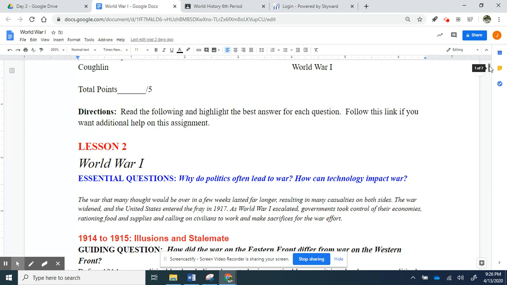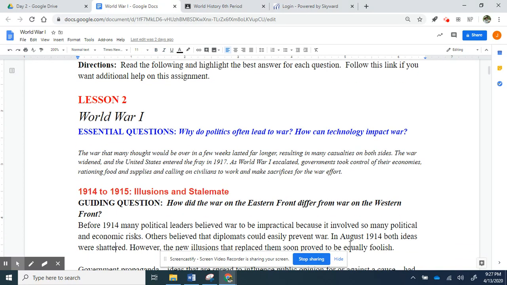So the essential question: why do politics often lead to war? How can technology impact war? The war that many thought would be over in a few weeks lasted for longer, resulting in many casualties on both sides. The war widened, and the United States entered the fray in 1917. As World War I escalated, governments took control of their economies, rationing food and supplies and calling on civilians to work and make sacrifices for the war effort.